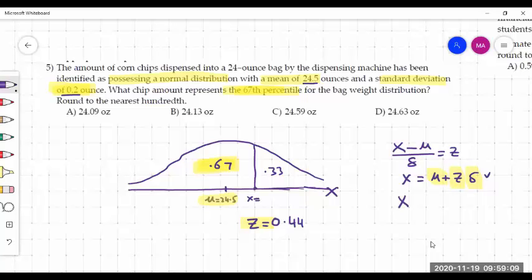So our X would be, mu was 24.5, and Z is 0.44, and sigma is 0.2. So this would turn out to be, after simplification, X is equal to 24.588.